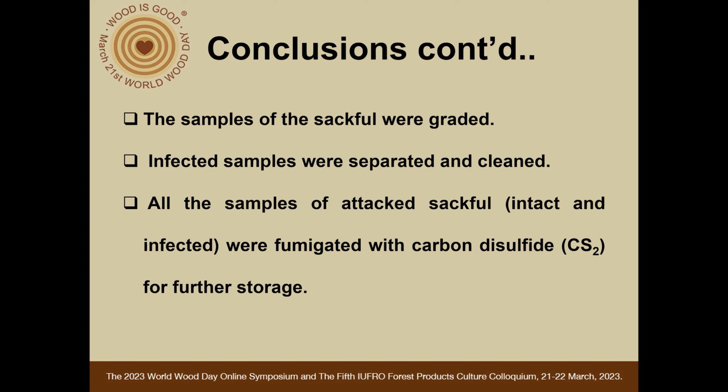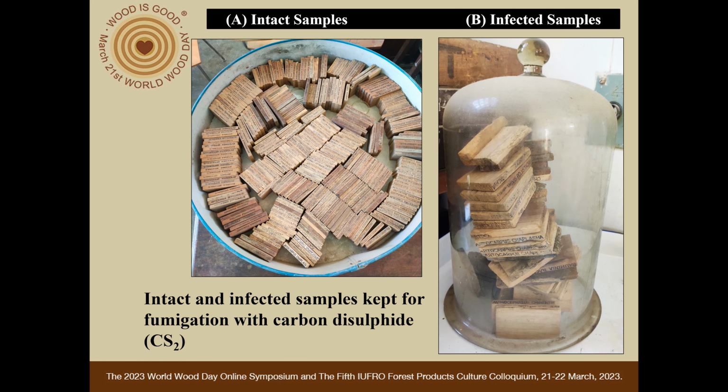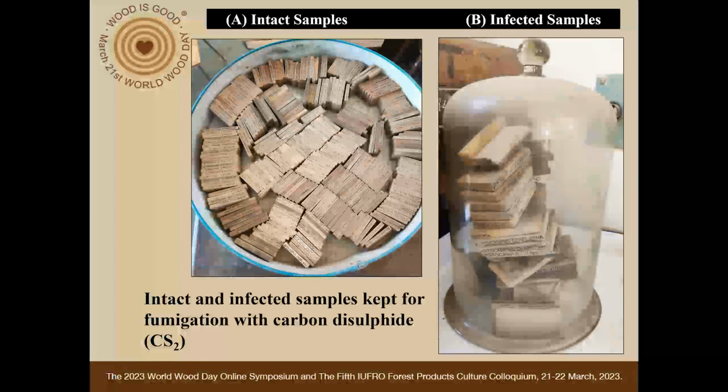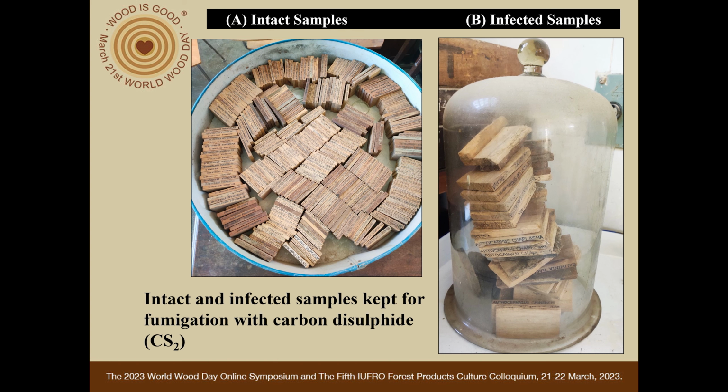We graded the samples of the sackful. We separated the infected samples and the intact samples. All the samples of the attacked sackful, that is intact and infected, were fumigated with carbon disulfide for further storage. These are the picture illustrations of the samples under fumigation. In the first picture, the intact samples were kept for fumigation, and in the second picture, the infected samples were kept under fumigation with carbon disulfide for further storage.